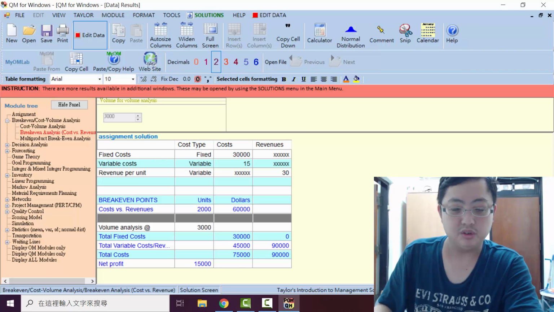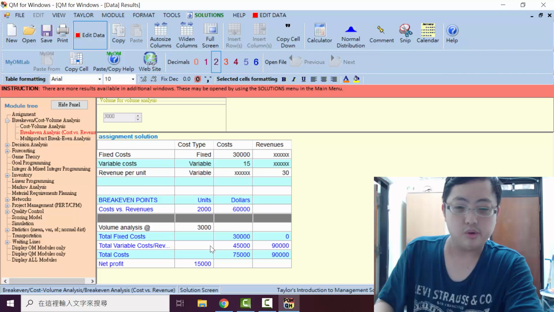the output table produces more information for us, because we set up our production quantity as 3,000, so we can see at this quantity we will have a net profit of $15,000. The total variable cost will be unit cost 15 multiplied by the amount of product we produce, 15 multiplied by 3,000, so we obtain 45,000 here.